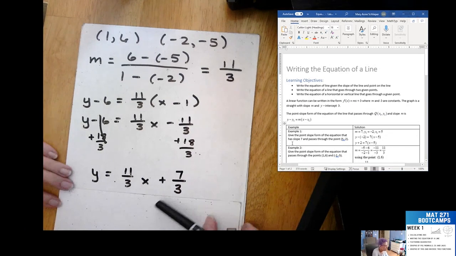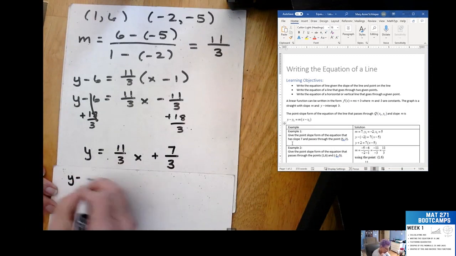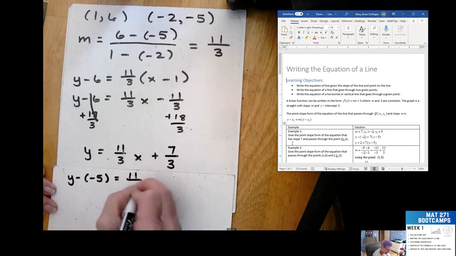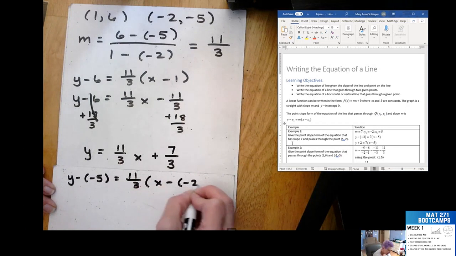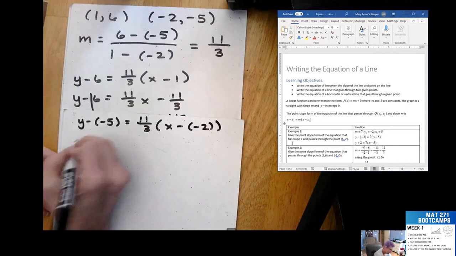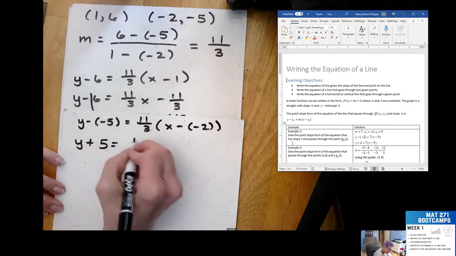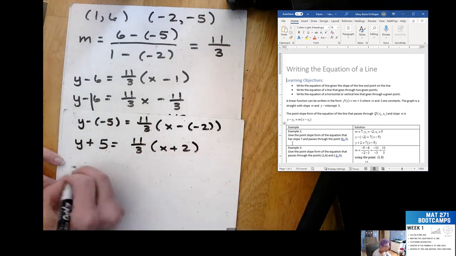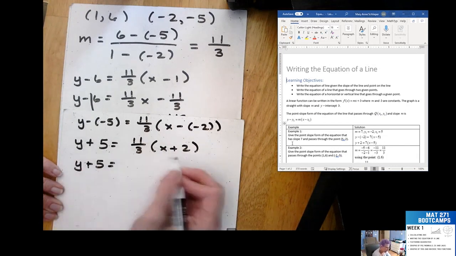I could just as easily have used the other point. So y minus -5 is equal to 11/3 times x minus -2. So first I'm just going to get rid of those minuses and change them into pluses. Then I'm going to distribute my 11/3.